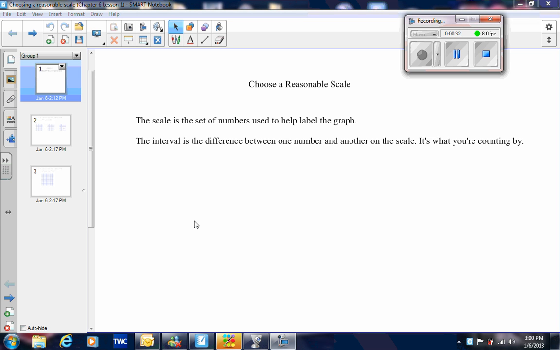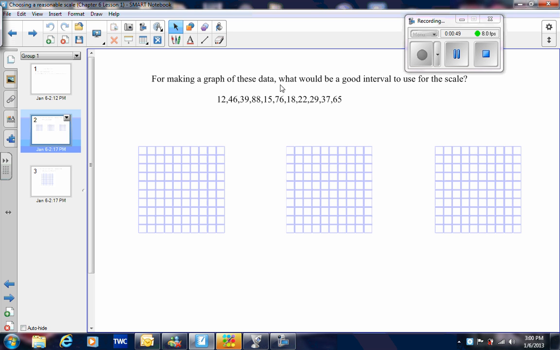But those numbers on the side are called the scale, and then the numbers that you end up counting by end up being what's called your interval. All right, I'm going to show you those in our next two slides. So making a graph of these data, what would be a good interval to use for the scale? This is our data: 12, 46, 39, 88, 15, 76, 18, 22, 29, 37, 65.